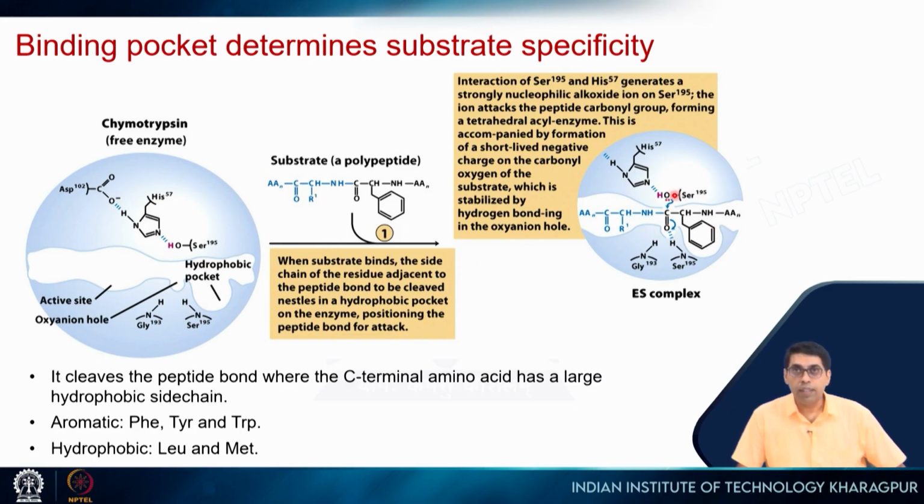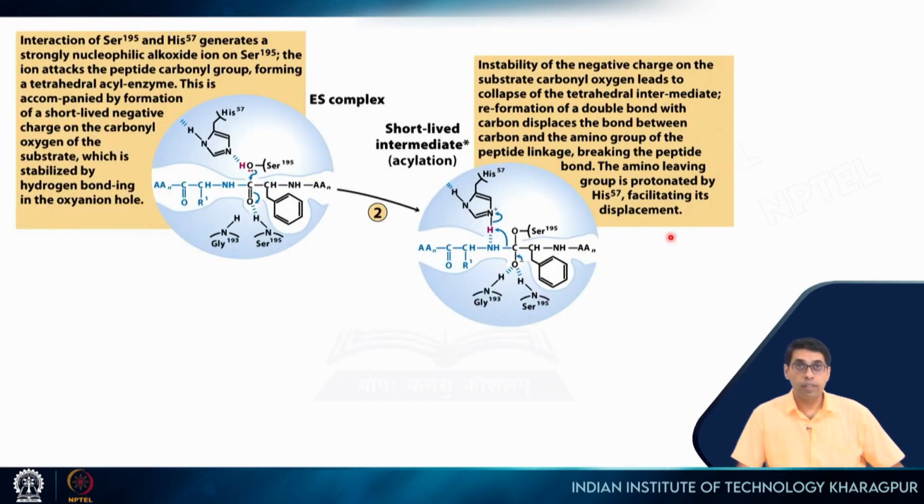In the first step, the serine side chain OH will attack this carbonyl carbon, and this oxygen is activated by forming hydrogen bonds with these two backbone amides, this glycine and this serine. This hydrogen bond activates this oxygen and stabilizes the transition state, which looks something like this, right? The oxygen attacks here, this becomes O minus, and this hydrogen is handed over to the histidine, so it becomes positively charged. There is a negative charge here, and that is stabilized by this oxyanion hole.